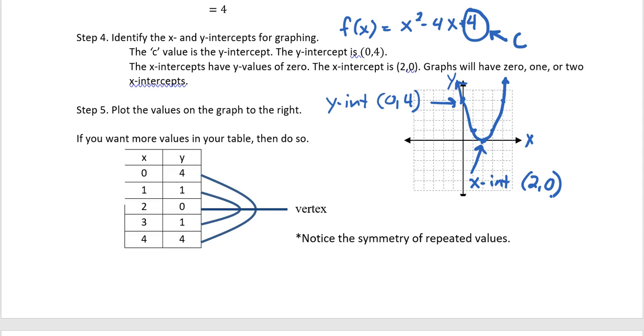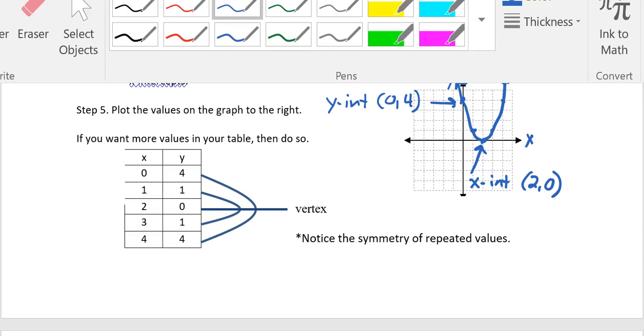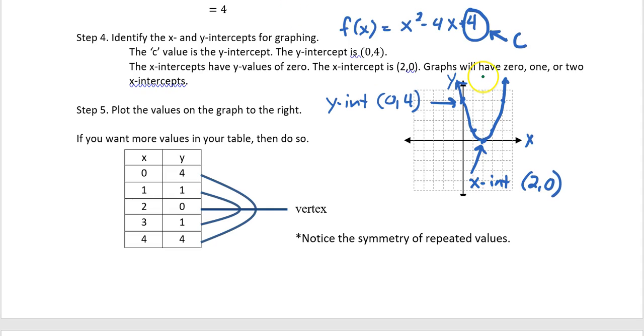Another detail that is not really typed up is our axis of symmetry. If I were to put an axis of symmetry in here, it would be a dotted line that we would put through our vertex.